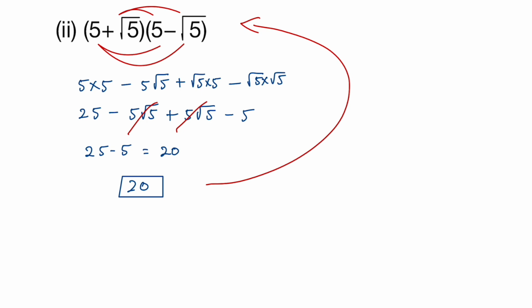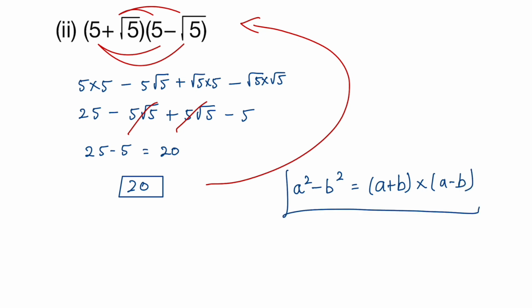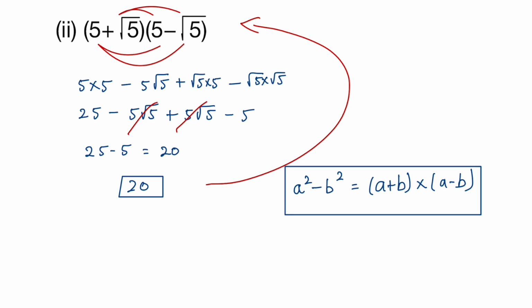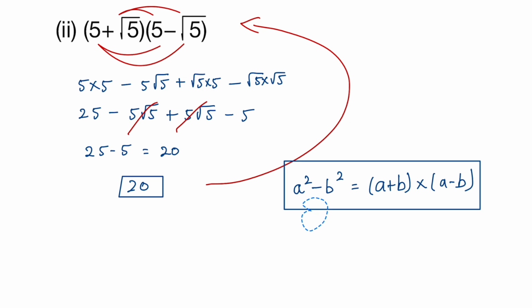Okay, so there is this identity, or you could say a formula, or whatever you want to call it. It is that a squared minus b squared can be expressed as a plus b multiplied by a minus b. This is a property. Now we can use this to evaluate this particular question, and that would make it far simpler.